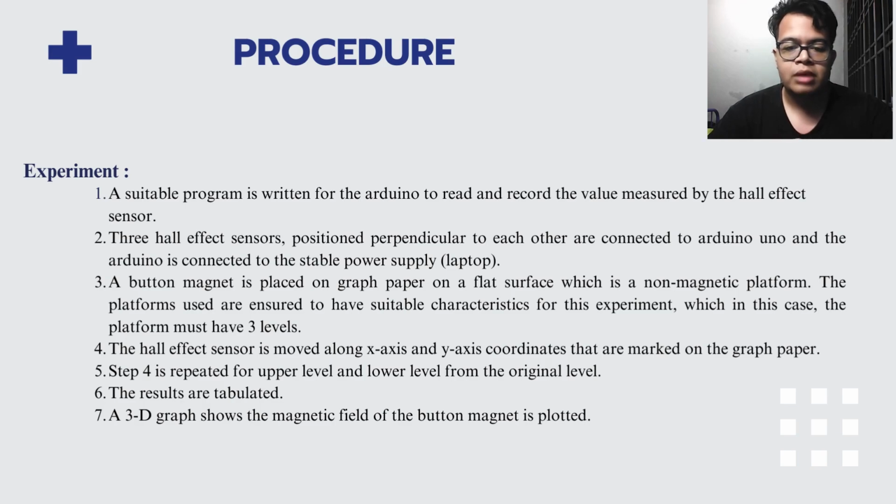The next step is the Hall effect sensor is moved along the x-axis and y-axis coordinates that are marked on the graph paper. Then step number 5, we repeat the previous step, which is step number 4, for the upper level of the platform and the lower level of the platform. And then step number 6, the results that we get, we tabulate, and later we plot a 3D graph of the magnetic field from the results.